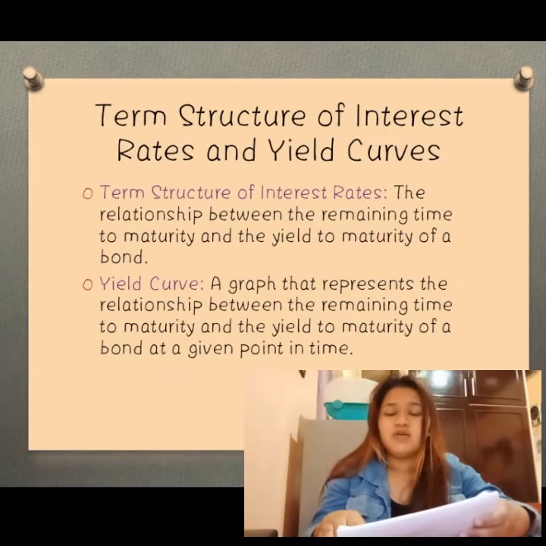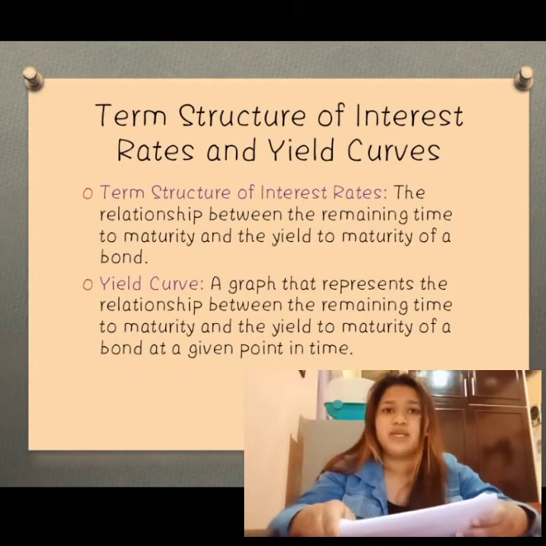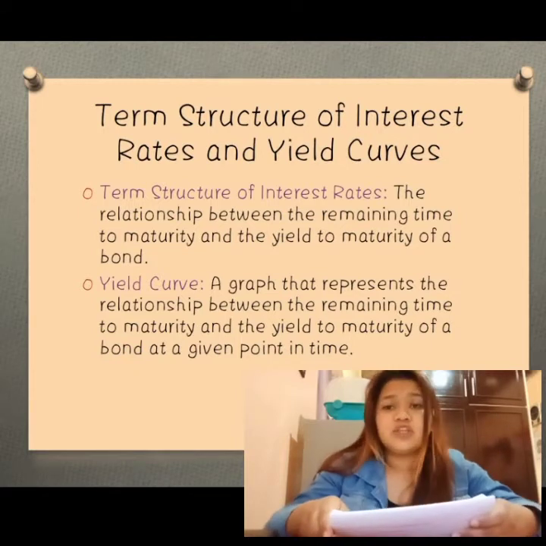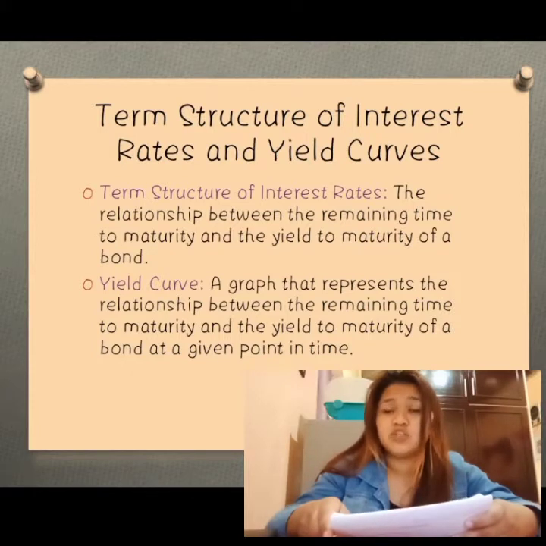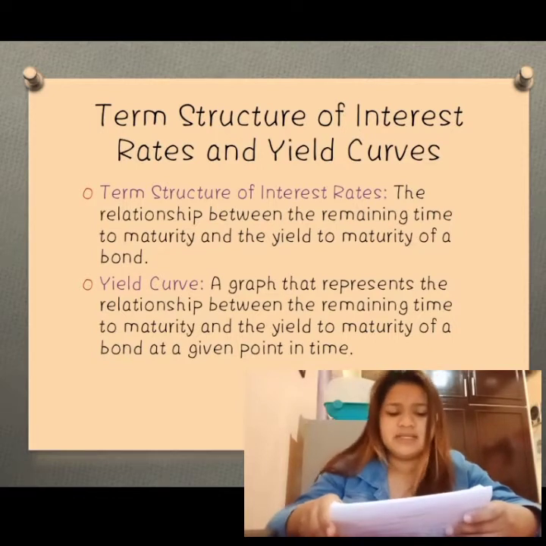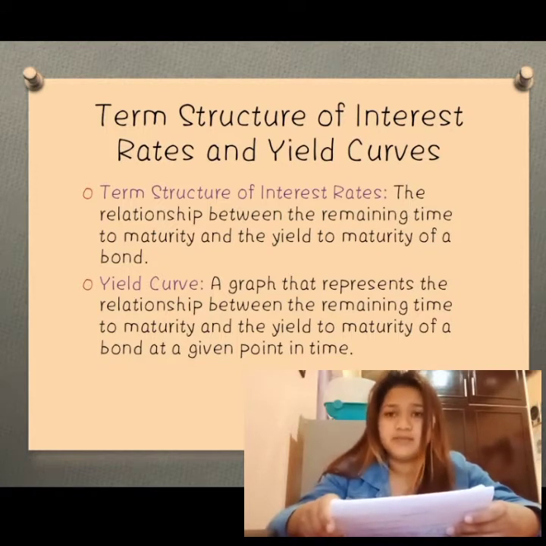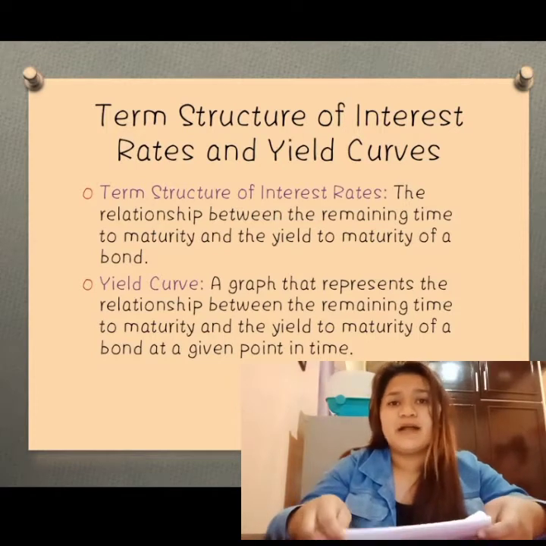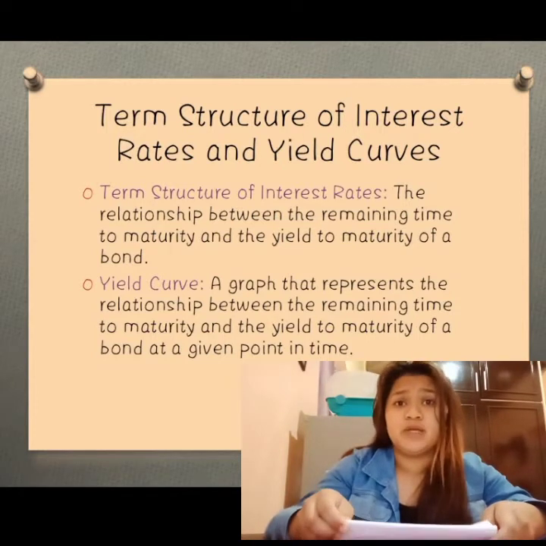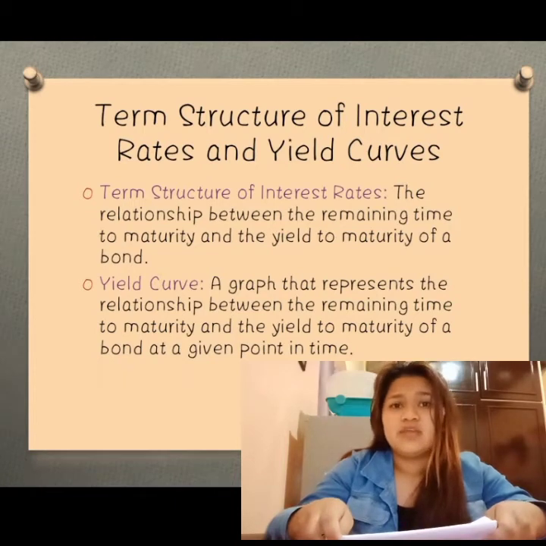So now, I'm going to talk about the term structure of interest rates and yield curve. The term structure of interest rate is the relationship between the remaining time to maturity and the yield to maturity of a bond. Time to maturity is the length of the holding period of a bond, while the yield to maturity is the expected return of a bond. Yield curve is a graph that represents the relationship between the remaining time to maturity and the yield to maturity of a bond at a given point in time.